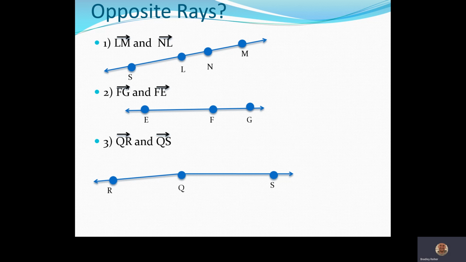Okay, so number one, they were not opposite rays because they didn't have the same endpoint. Number two, they are opposite rays. They have the same endpoint, they make a line. Number three, they're not opposite rays. I hope you can see this pretty clearly on here. These two rays have the same endpoint, but they don't make a line. That's the difference.